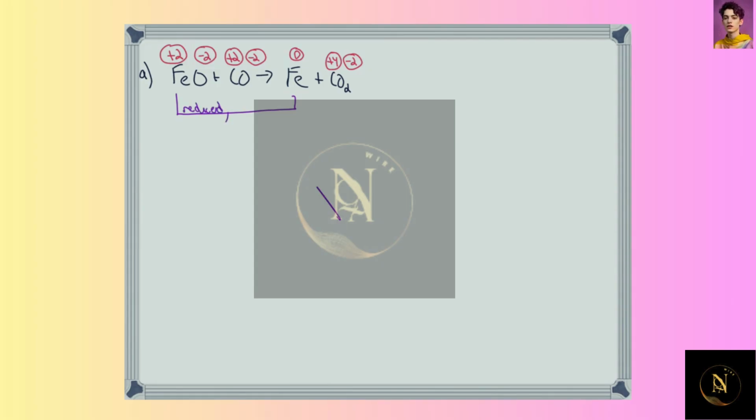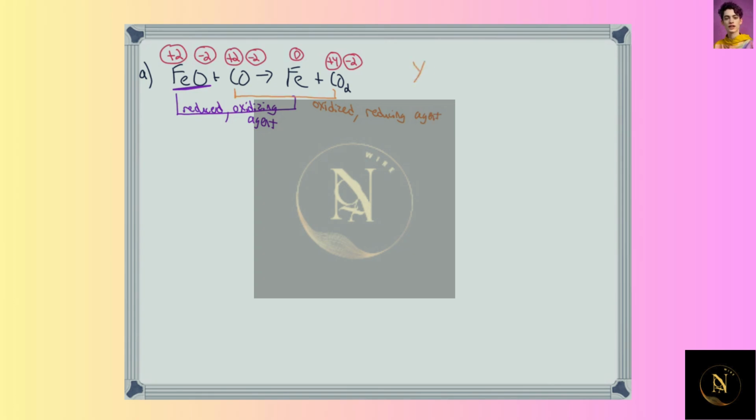Whatever is reduced serves as the oxidizing agent. So this is the oxidizing agent. We then see that carbon goes from +2 to +4, so it increased its oxidation state. So it was oxidized, thus allowing something else to be reduced. It then serves as the reducing agent. Whatever is oxidized is the reducing agent. Whatever is reduced is the oxidizing agent.